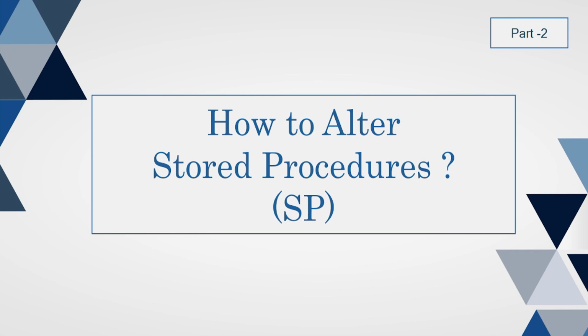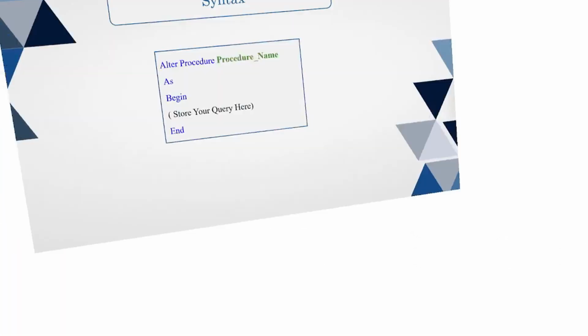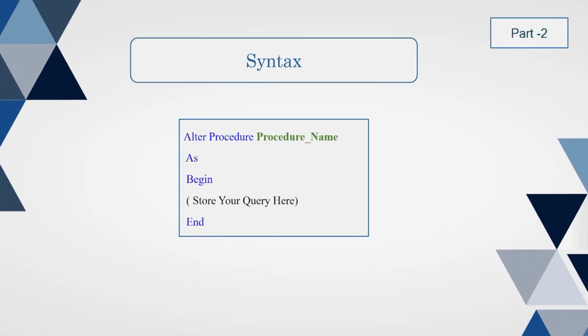If you have created any stored procedure, guys, and you want to make any changes to it, how will you do that? Here is the syntax, guys. You simply need to define this alter keyword before procedure. After that, the whole query will be the same. So let's try to alter this stored procedure practically. Let's jump into this SSMS screen.